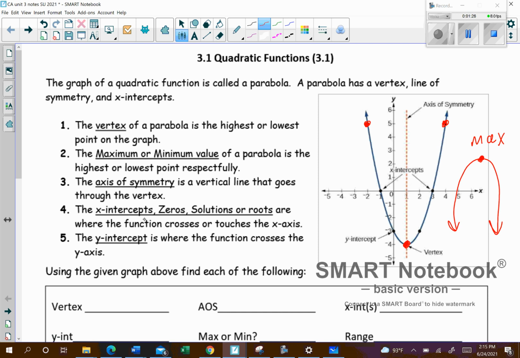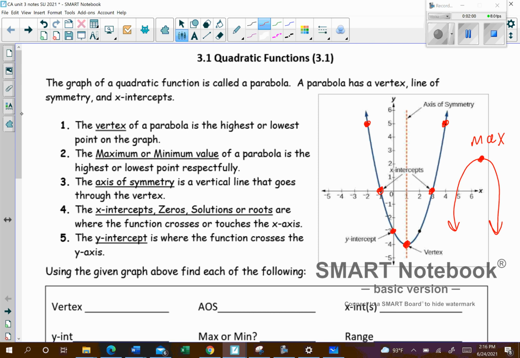And then x-intercepts, sometimes they're going to be called zeros, solutions, or roots. All four of those are synonymous with x-intercepts right here, and we just use them in different contexts. Typically when we're talking about graphs, we'll call them x-intercepts. But sometimes when we're using equations, we'll call them zeros, solutions, or roots. So typically with graphs, we'll use the terminology x-intercepts. And then we have our y-intercept, which is right there.